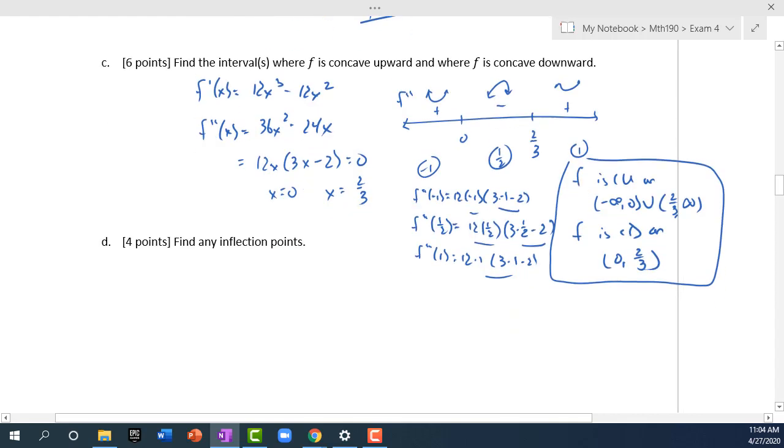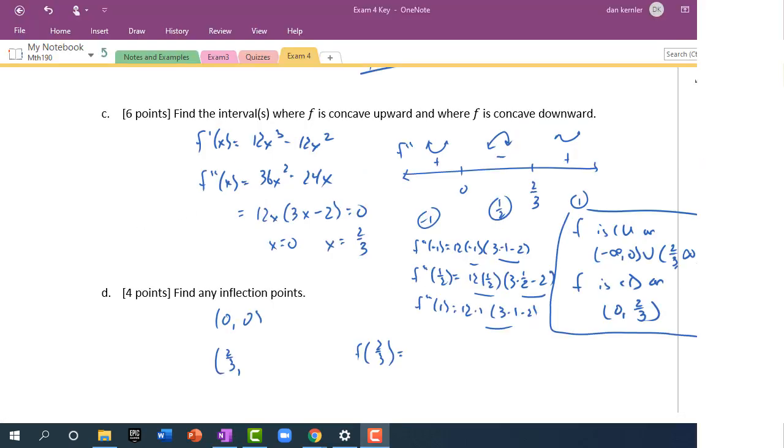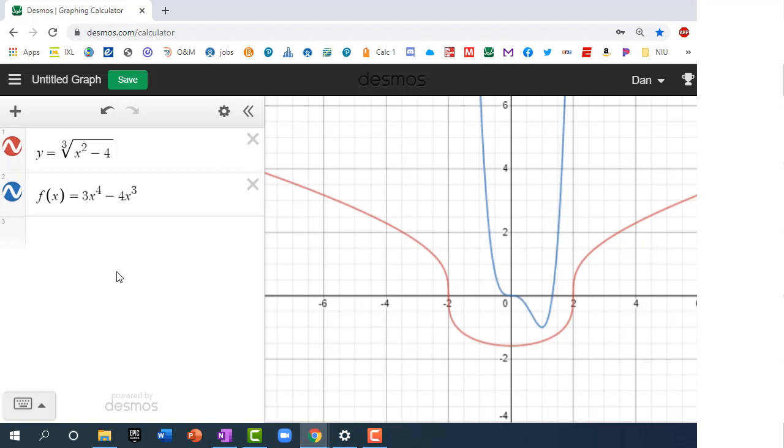Okay, find any inflection points. It does look like we have inflection points at 0, and that one's 0, 0. And then, 2/3. Yeah, f of 2/3 equals, what was it, 3 times 2/3 to the 4th minus 4 times 2/3 cubed. Can we cheat with that? I think I could type that in here.